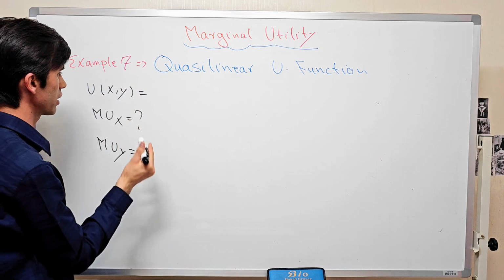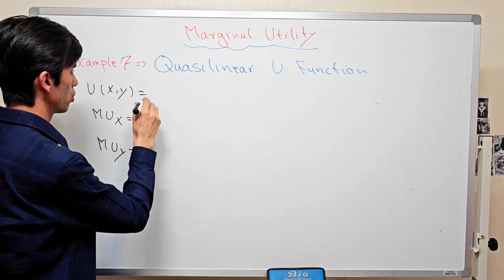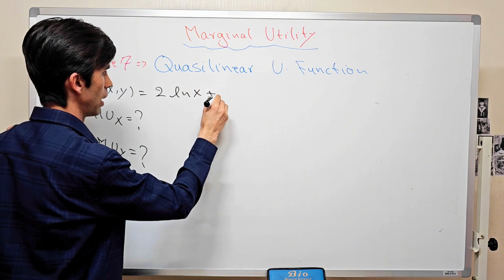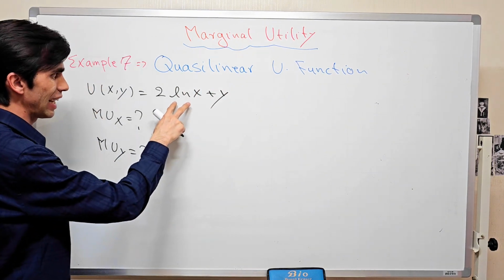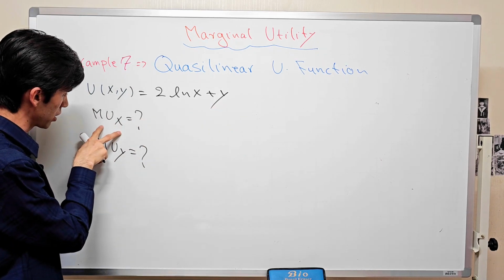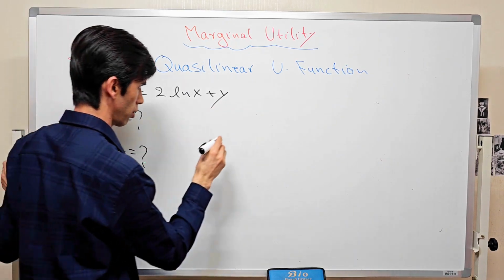Suppose our utility function is equal to 2 ln of x plus y, which is non-linear in x but linear in y. So now let's find out the marginal utility for x and the marginal utility for y.